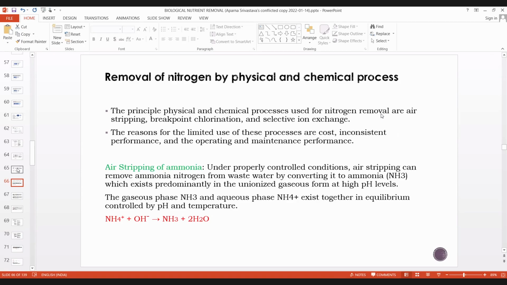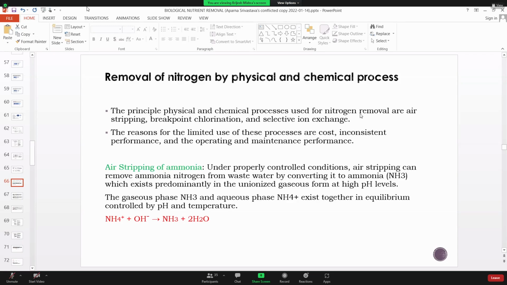But in some specific conditions where the operational condition favors the physical chemical process, then in that case we can do it. Like ammonia removal using the air stripping process. We know that this process can be done only and only when we are able to raise the pH. And suppose in industry we have an option where the waste is such that we can raise the pH. In that case it is okay. Otherwise it is one of the costly methods.